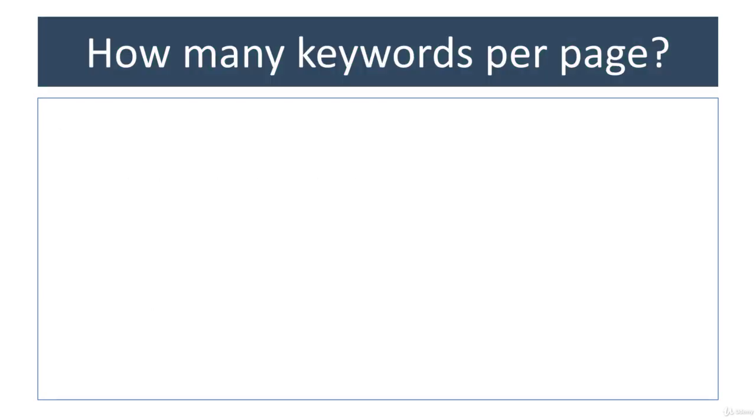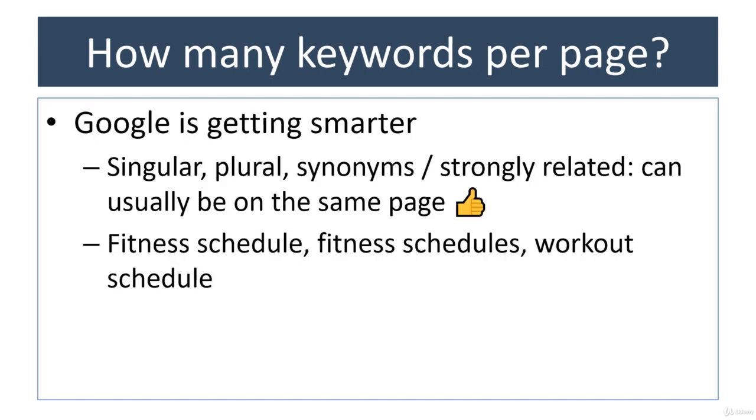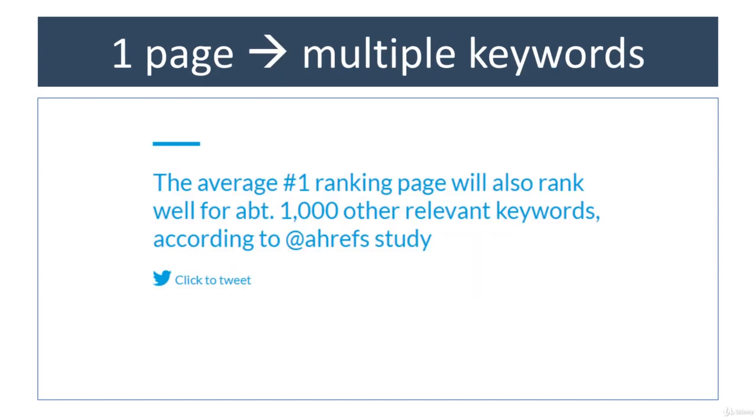An important question, of course, is how many keywords should you use per page? Google is getting a lot smarter, and that means that singular, plural, synonyms, strongly related keywords, they can all usually be on the same page. In the past, you had to create separate pages for that, but now you don't have to because Google understands that they are all about the same topic. So something like fitness schedule, fitness schedules, workout schedule, these are all keywords that could, for example, be on one page. That means that one page can rank for multiple keywords.